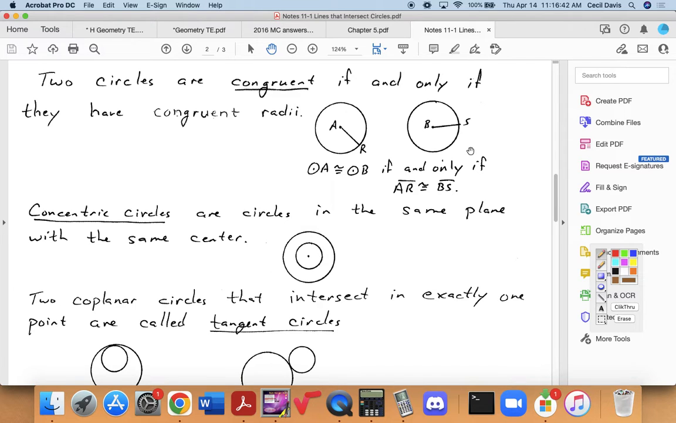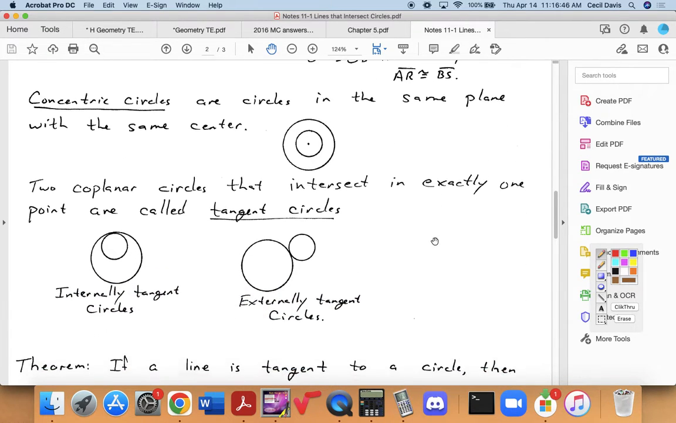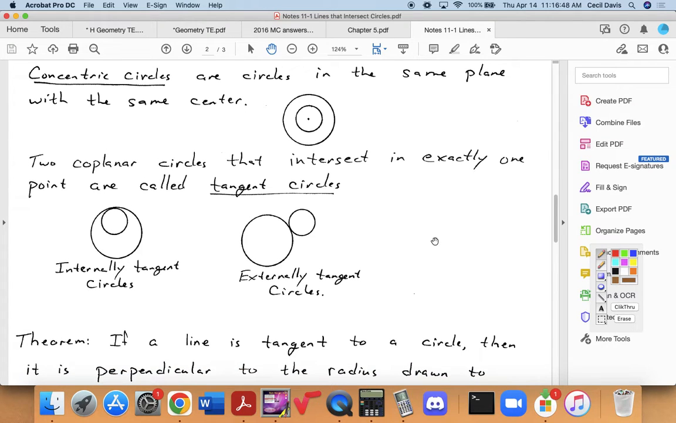We don't use this a lot, but you will see it occasionally. Concentric circles are circles in the same plane with the same center. A lot of times students leave off the part about it being in the same plane, but that's part of the definition of concentric. So again, back to the archery competition, the target is typically made of concentric circles.